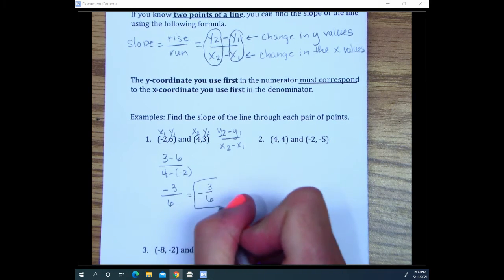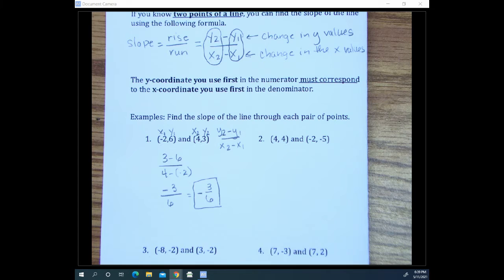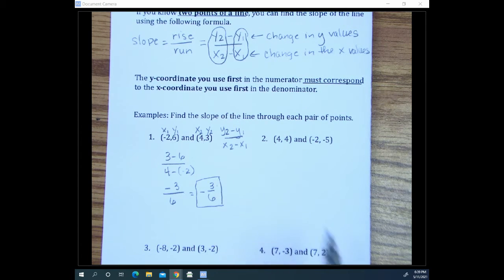I could simplify that to be -1/2, but this is the distance between the y-coordinates, and this is the distance between the x-coordinates of the 2 points we picked. So I'm just going to keep it like that.